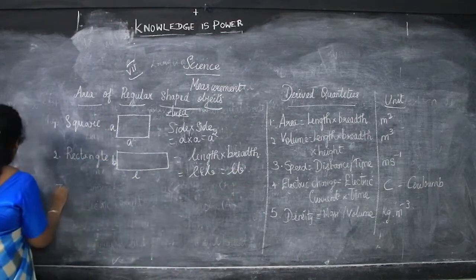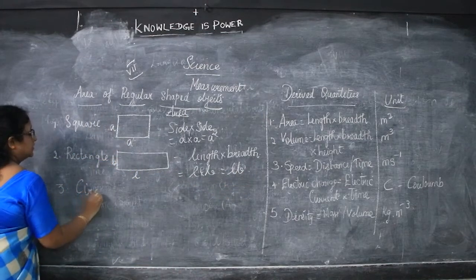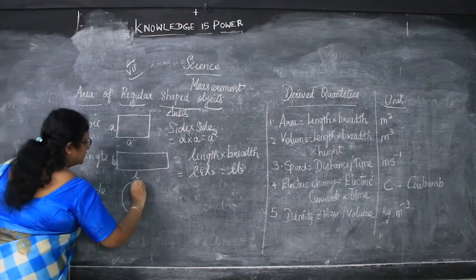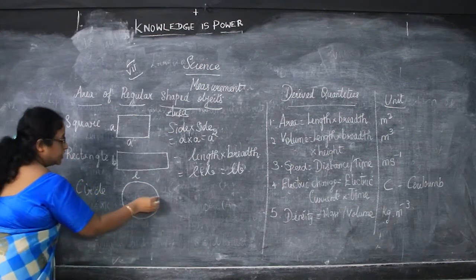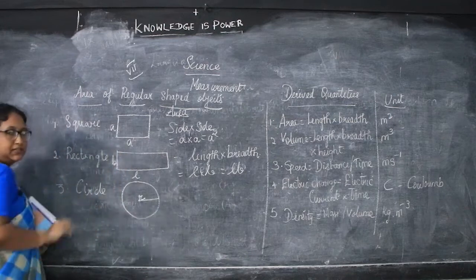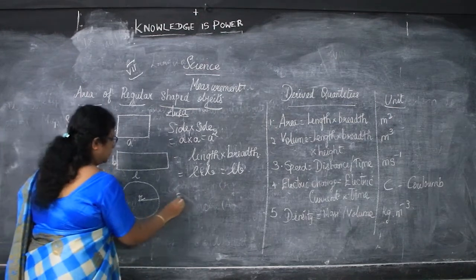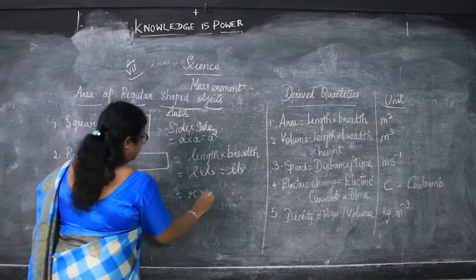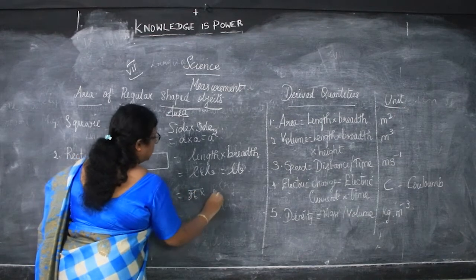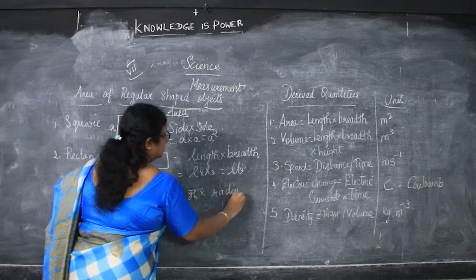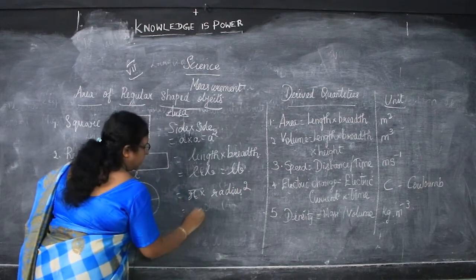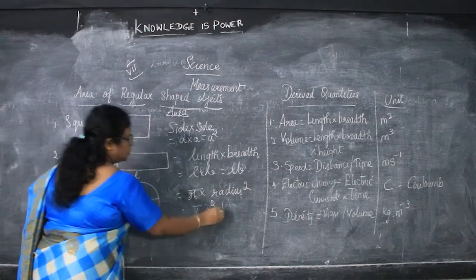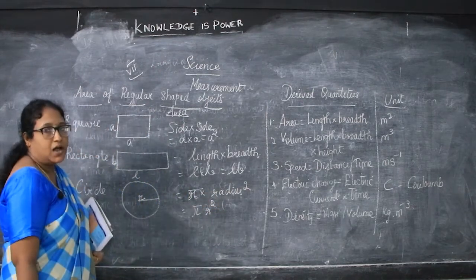So next, what we are going to say is circle. I have already taught you, children. This is just a revision. So this is R. Now the area is pi into radius square, that is pi R square. What's called pi R square.